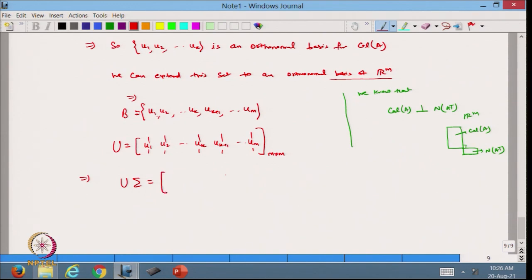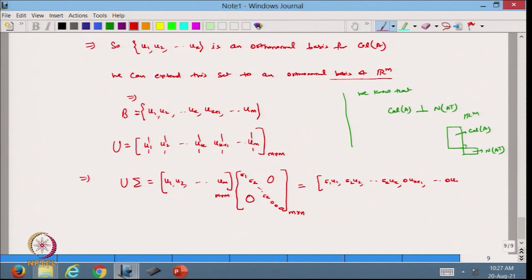Now U is u_1, u_2, ..., u_m, and sigma will correspond to the largest singular value: sigma_1, sigma_2, up to sigma_k, and then I can put the remaining zero eigenvalues here. I know that U is of order m cross m and sigma is of order m cross n. Now if I multiply this, I will get sigma_1 u_1, sigma_2 u_2, up to sigma_k u_k, and then 0 u_(k+1) up to 0 u_m.